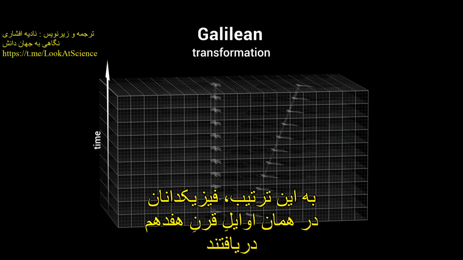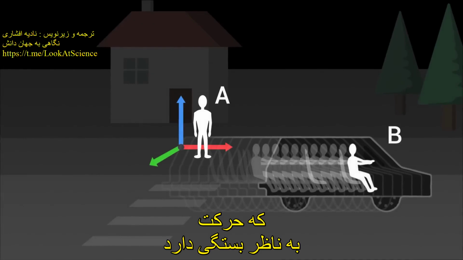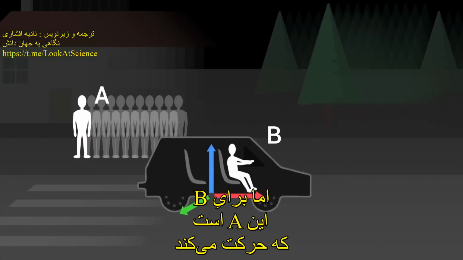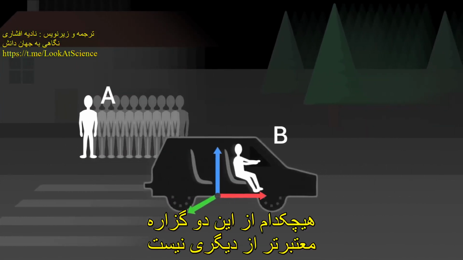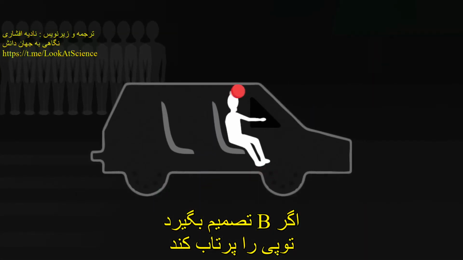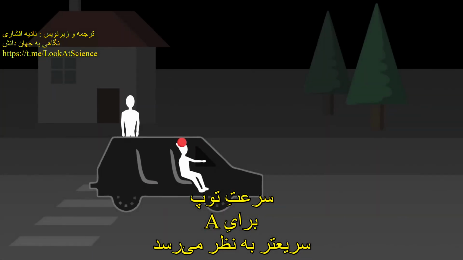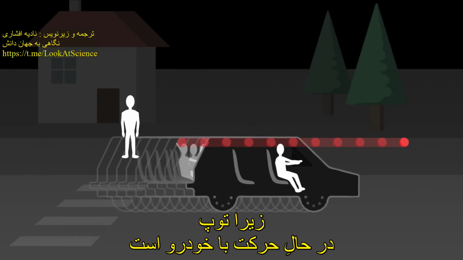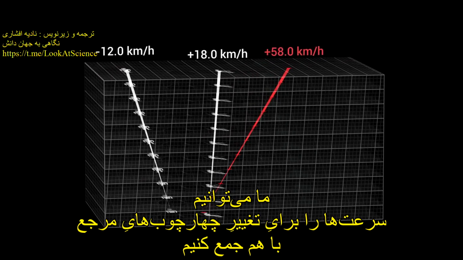In this way, physicists understood as early as the 17th century that motion depends on the observer. For A, B is in motion, but for B, it is A who moves. Neither of these 2 statements is more valid than the other. Motion is relative. If B decides to throw a ball, the speed of the ball will seem faster for A since it is moving with the car.